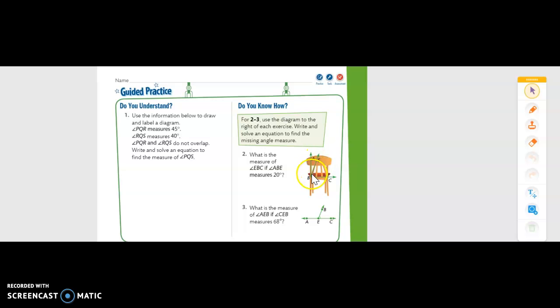So here's EBC. If angle ABE, here's measure A, B, E, is 20 degrees, what is the measure of angle EBC? Well, like I said, ABC is 90 degrees. And I know one part of that 90 degrees is 20, so I need to find the difference. So my equation for that would be 90 minus 20 equals 70.